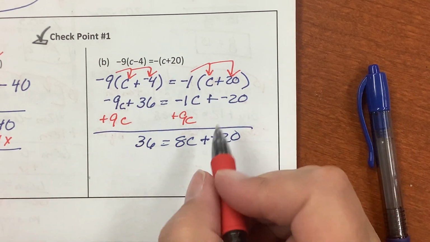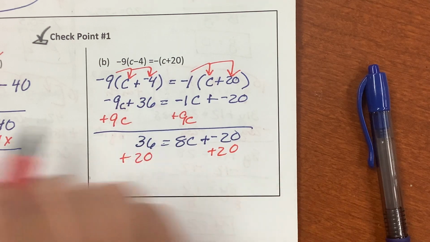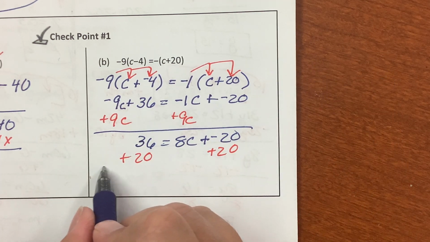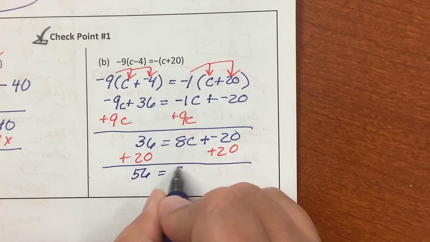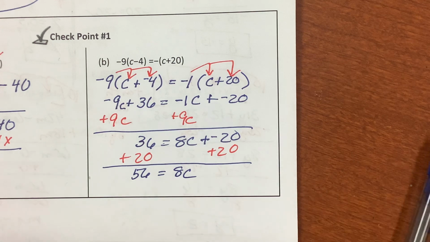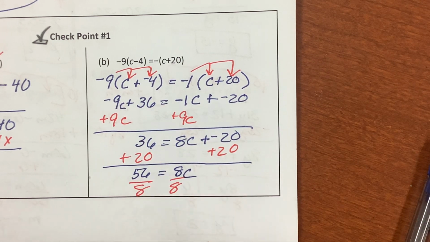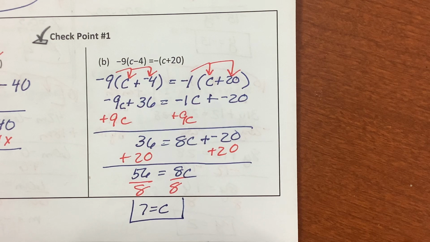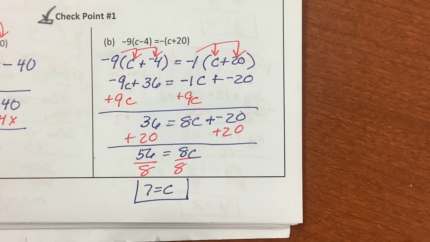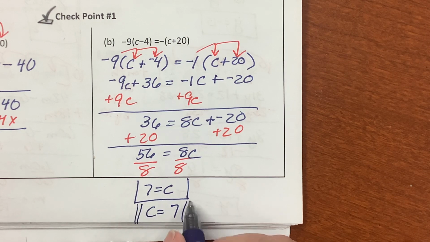Now I'm going to add 20 to both sides. 56 equals 8c. Divide both sides by 8. And 7 equals c. Oh dear, I don't like that. I'd rather have it say c equals 7. Yeah, let's do that. That's better.